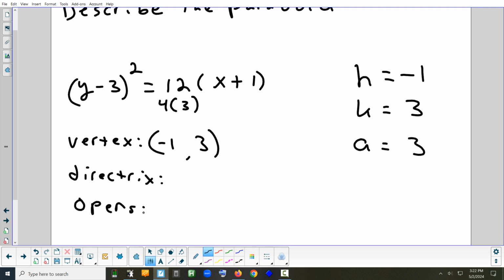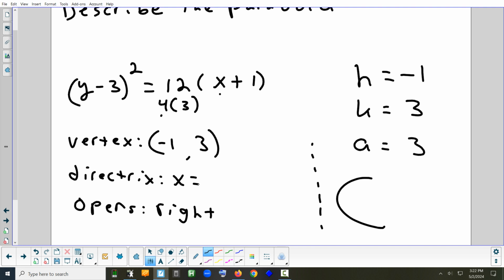Okay, let's actually write that one first. Which way does this parabola open? Right. It opens to the right, positive x. It opens in the positive direction. So if it opens to the right, your directrix has to be vertical. All right. How do you write the equation of a vertical line? How does it start? Y equals. Y equals would be horizontal. X equals. X equals.